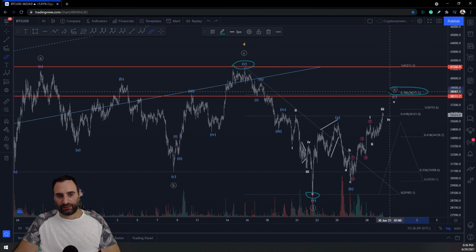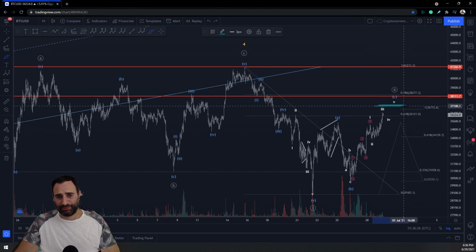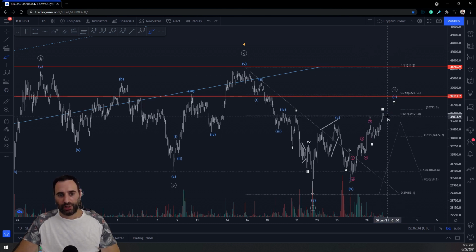This is also just a tad below the 78.6 Fibonacci retracement to the downside, 38,277, which means if we use a pivot point between these two Fibonacci retracements, we get around 37,000 or so, which might make a bit more sense. If we get closer to that level, we do not want to reach the 78.6 because it would invalidate the first wave to the downside over here. So my invalidation level is 38,111 for this particular scenario.